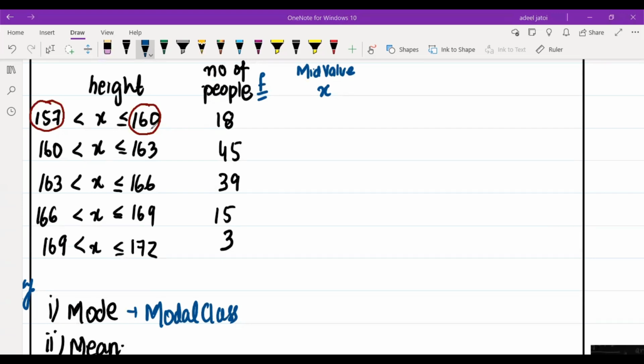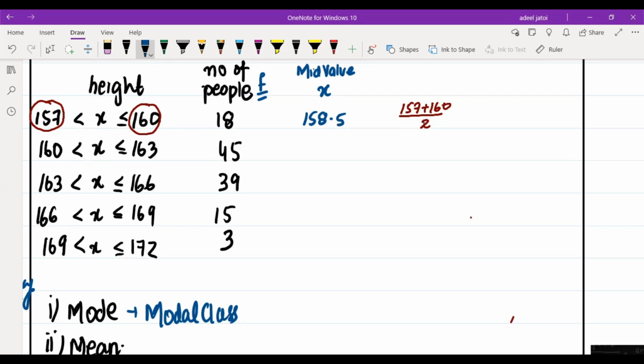Your upper value of the class width is 160. So what we're going to do is just write down the working for the sake of example. We do 157 plus 160 divided by 2. This will give you your mid value, and your mid value for this class width is 157 plus 160 divided by 2, which is 158.5. This is your working.